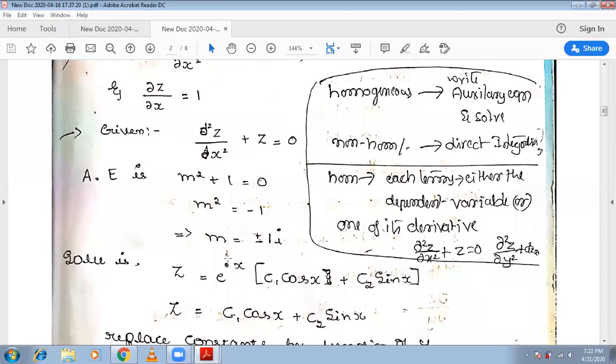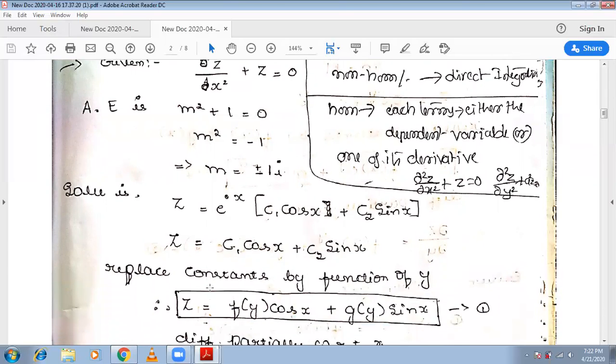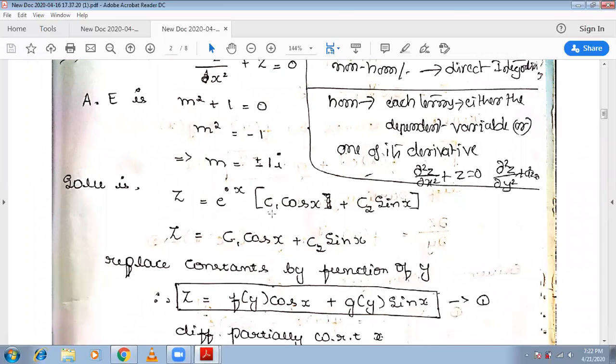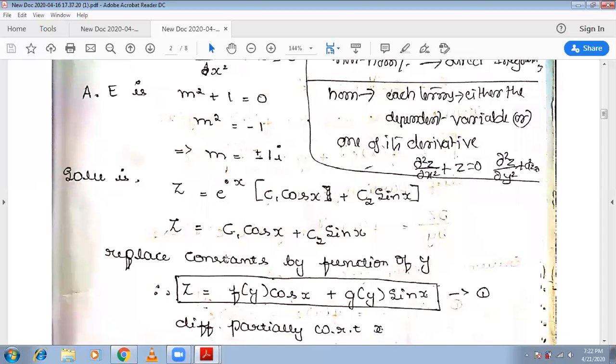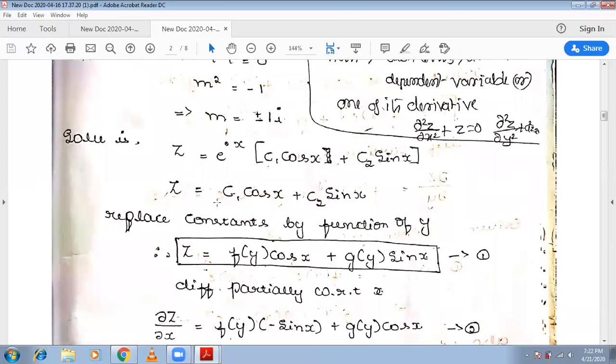m square is equal to minus 1, m is equal to plus or minus 1 into i. We know that root of minus 1 is equal to plus or minus i. The solution is z is equal to e power 0x into c1 cos 1x plus c2 sin 1x. We know that e power 0x is equal to 1. Now we have to replace the two constants c1 and c2 by functions of y. Remember, in this problem the independent variable is x, so we have to replace c1 and c2 by functions of y.